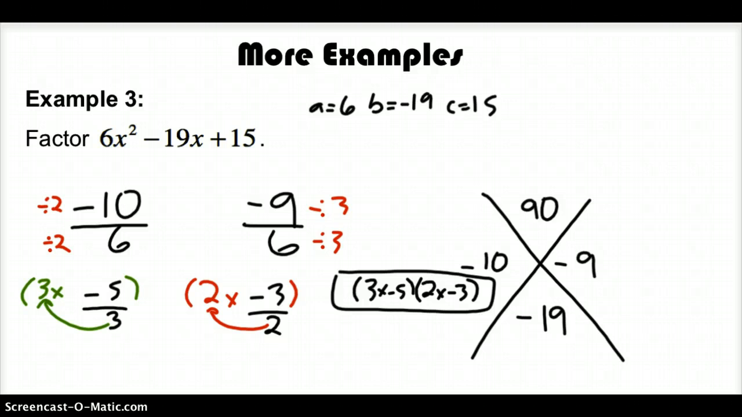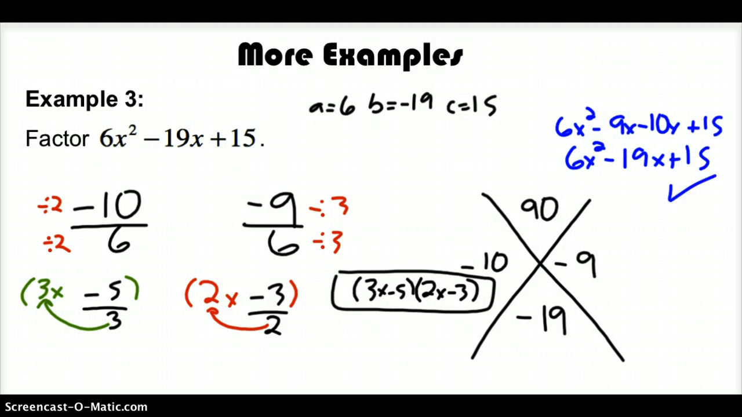So again, we'll just go ahead and multiply using FOIL to check our answer, right? So we should get 6x squared minus 9x minus 10x, and then plus 15, and when I combine like terms, I know that my answer is correct before I even move on to the test.